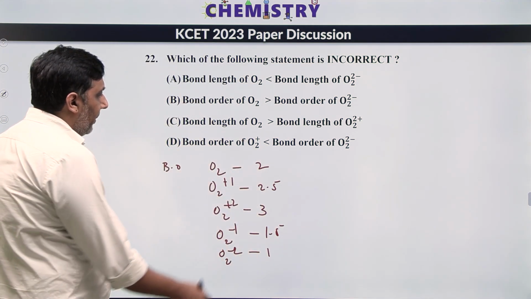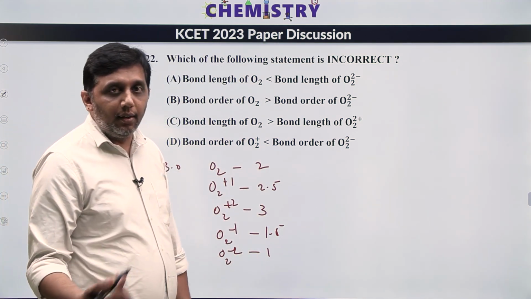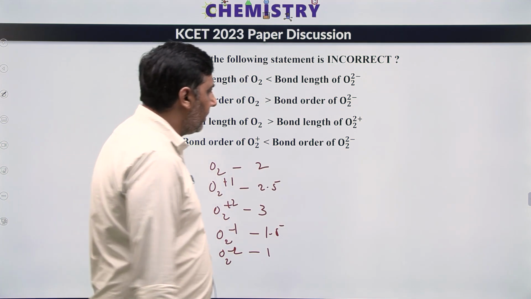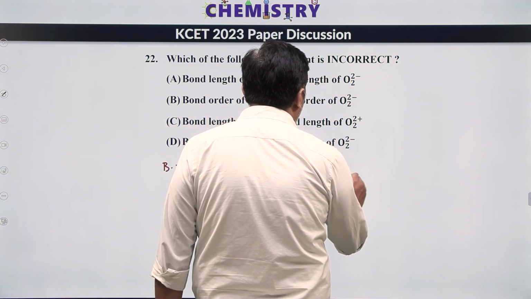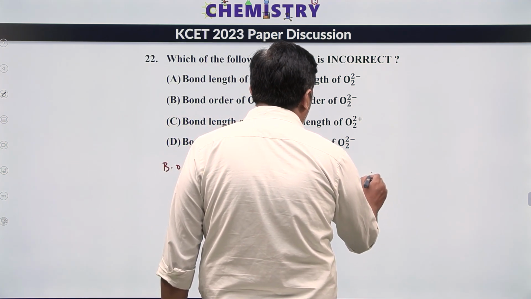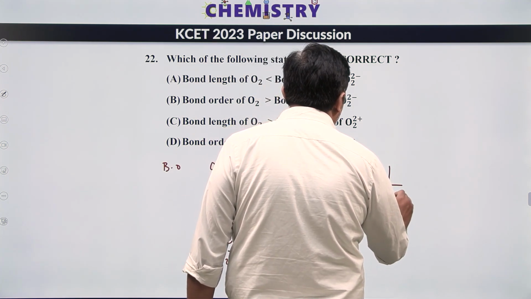So now based on the bond orders, you know how bond lengths are going to change. Usually what is the relation between bond order and bond length? So as bond order increases, bond length decreases. So both of them are inversely related.